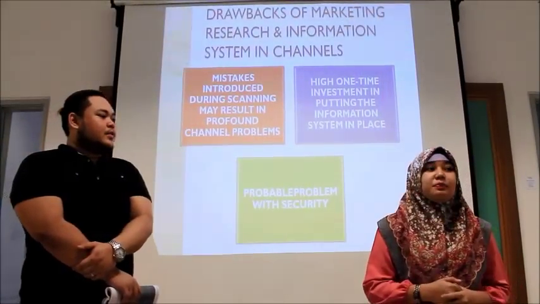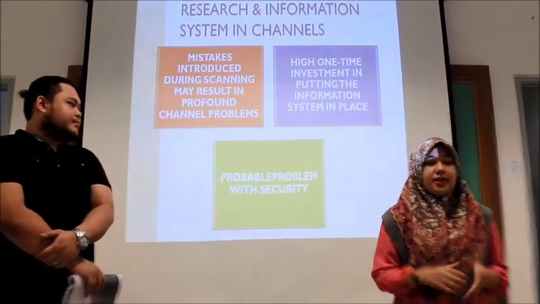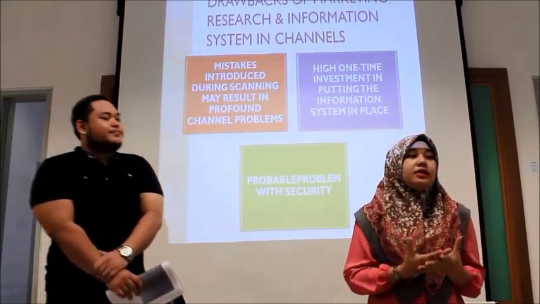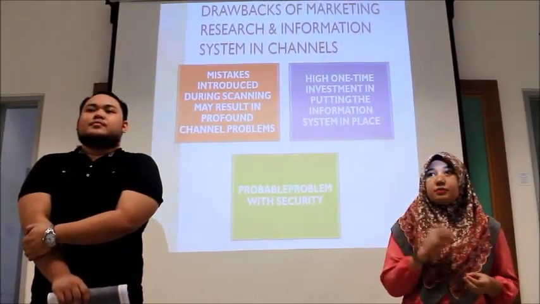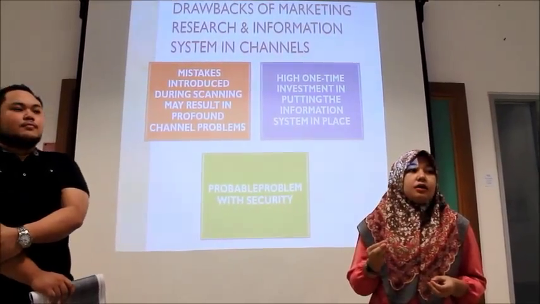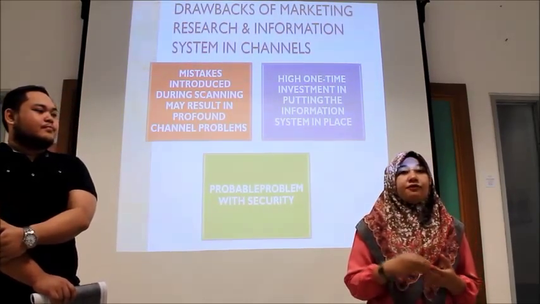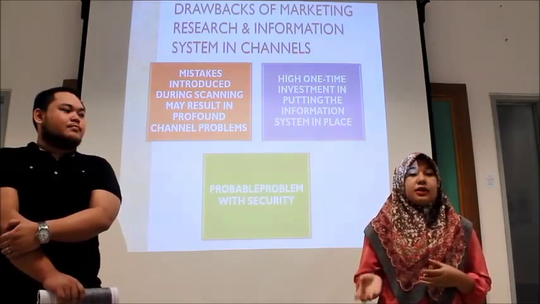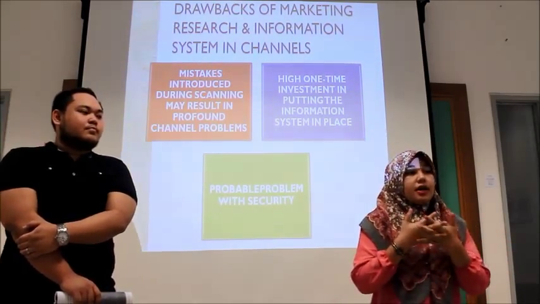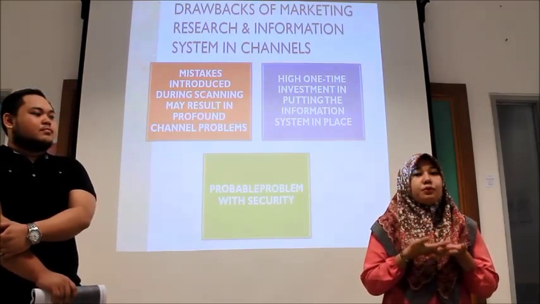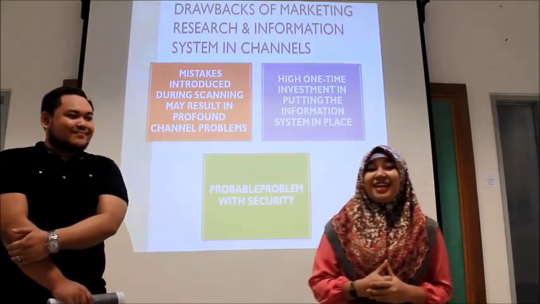The last one is the problem with security. There is a possibility of lack of security when third-party networks are used to transmit data. The example is in Malaysia. The use of TM network for transmitting data is commonly practiced, and this network is still prone to breach of security. Thank you.